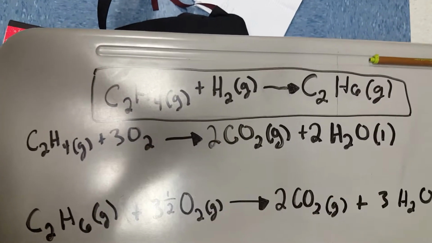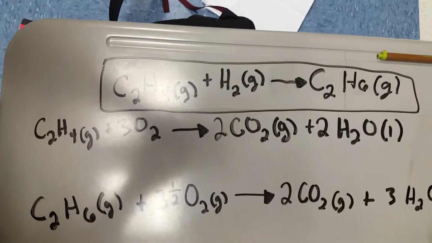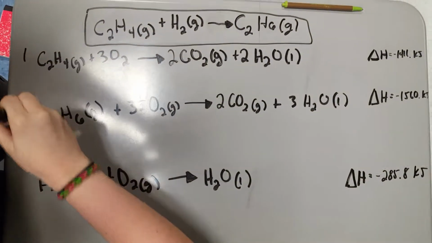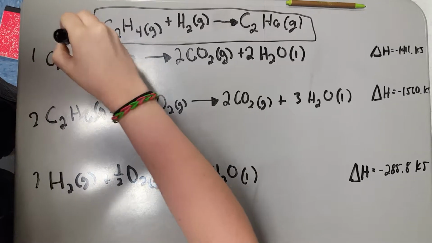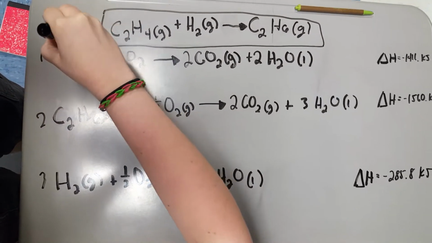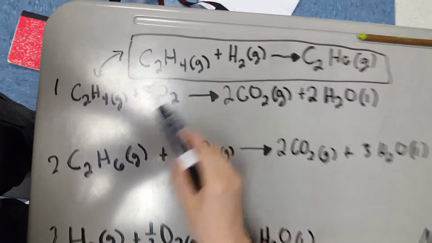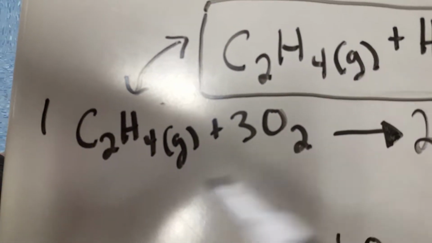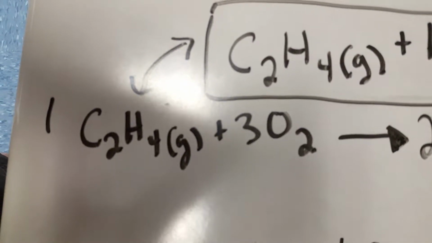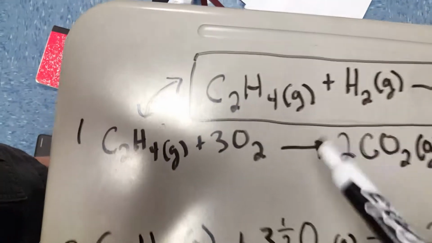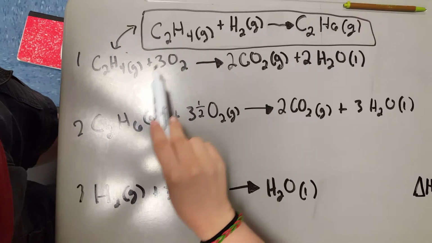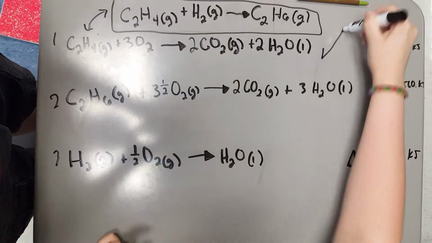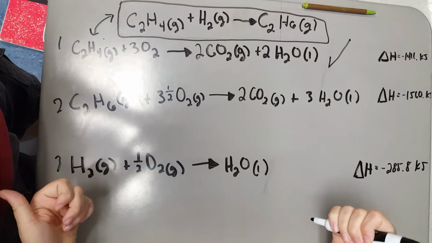Okay, so let's look at the first problem, which is this one right here. This is number 1, this is number 2, this is number 3. These two work right here because they have the same number of moles, C2H4, C2H4. There's no exponent that makes it different, and they're both on the reactant side. So this is on the left side, this is on the left side, that's the reactant side.